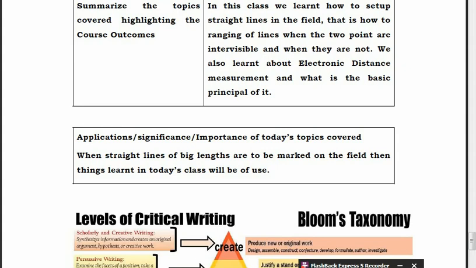So the basic principle is, if you know the velocity of the electromagnetic wave and the time taken by the pulse or the wave to travel from the instrument to the reflector and then back to the instrument, you can easily measure the distance. Velocity is equal to distance by time, and distance is given by velocity multiplied by time. So you can easily measure the distance if you know the velocity of the wave and the time taken by the wave to travel from the instrument to reflector and back to the instrument.